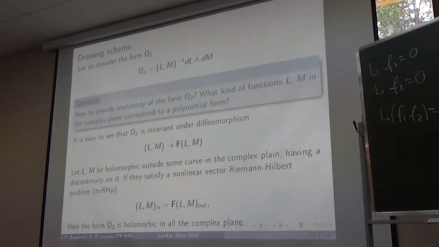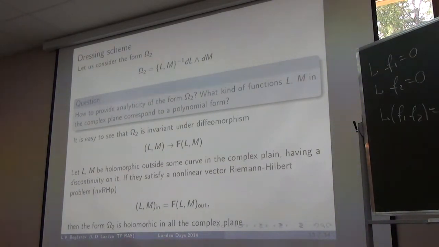And we ask a question. We would like to have some problem for L and M in the complex plane, where L and M are not analytic. They may have jumps, they may have non-analyticity in the region, but nevertheless, the form should be analytic.